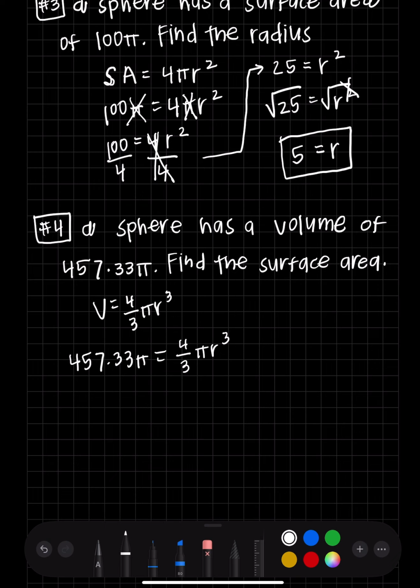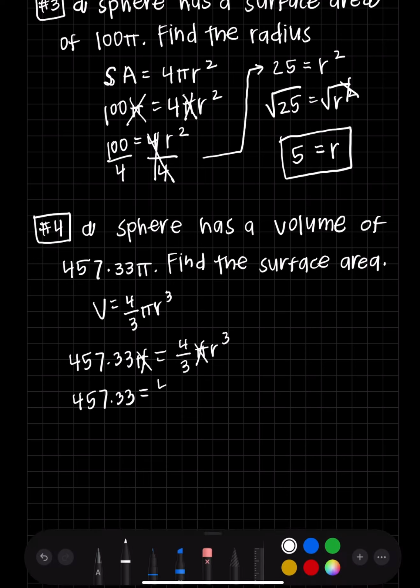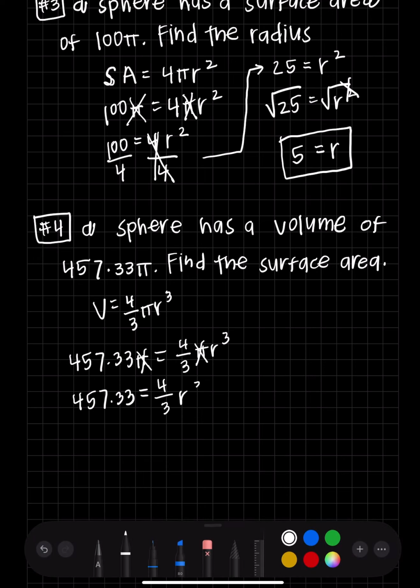Unfortunately, the goal was to find surface area, and this won't give us surface area right off the bat. But what it will do is give us the radius of the sphere. And once we find the radius, then we can plug it into the surface area formula. So let's start by finding the radius. The first thing I notice is that I have pi's on both sides, so I'm going to cancel those pi's out. And now I'm left with 457.33 is equal to 4/3 r cubed.